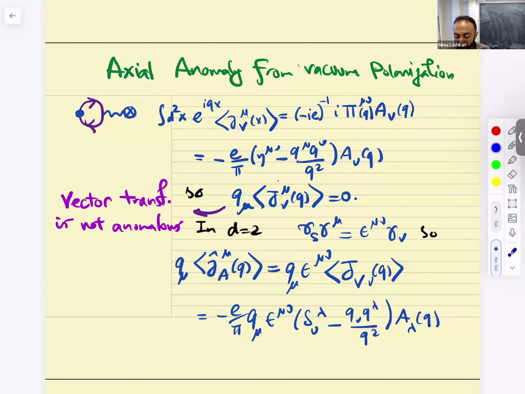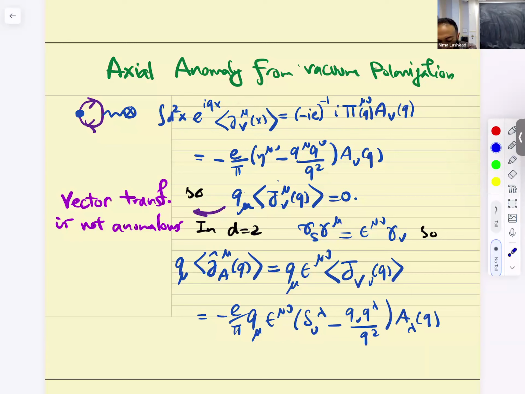Now you could explicitly check that this was the case for the vector current. You could check that after Fourier transform, q mu times this is 0. Well, this is obvious. q mu contracted with this is 0. It's just it being transverse, right? So the vector transformation is not anomalous. So we'll have to calculate the axial one.